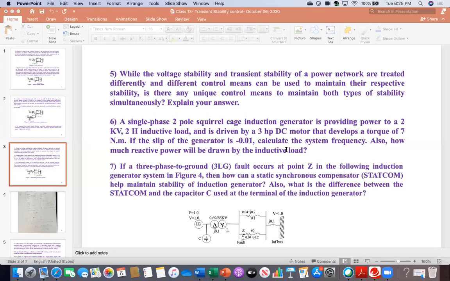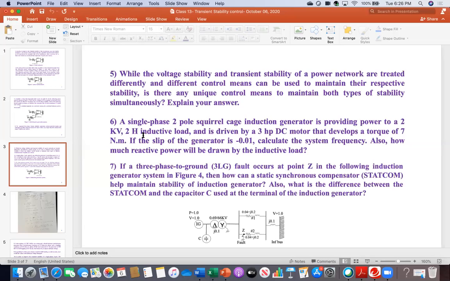Now please read and then solve. The induction generator has 2 poles and 2 kV. Oh, sorry, I wrote the wrong number for the voltage. It says 2 kV. Please change the voltage of the induction generator. Terminal voltage is not 11 kV. Please use 2 kV.